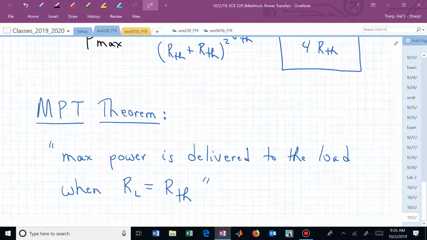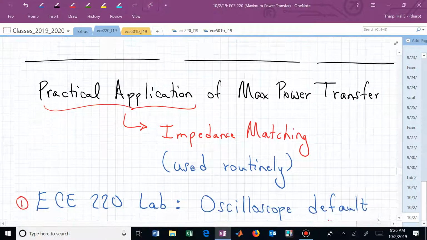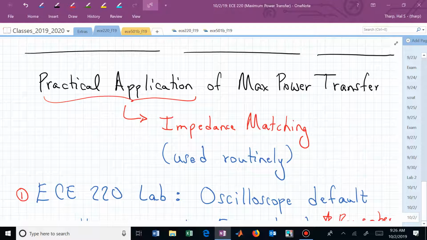I guess we were feeling mathy, so let's introduce a theorem. A maximum power transfer theorem. Maximum power is delivered to the load when R sub L is equal to R Thevenin. We derive that, or you will tonight, to convince yourself that R sub L is equal to R Thevenin. What are some practical applications?